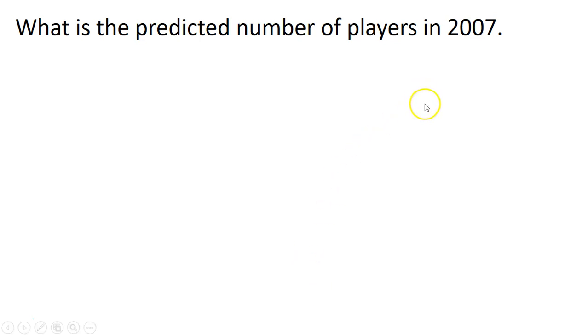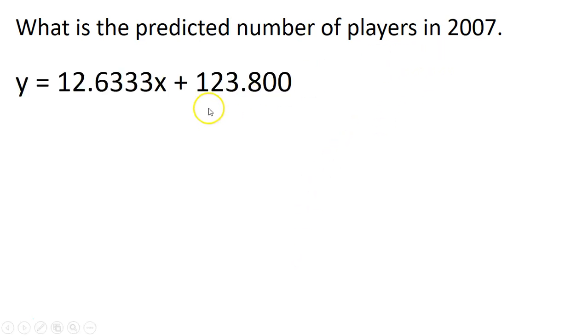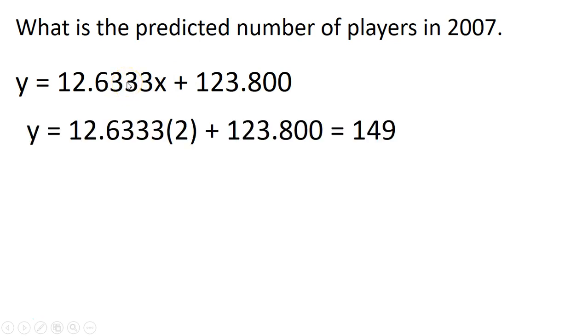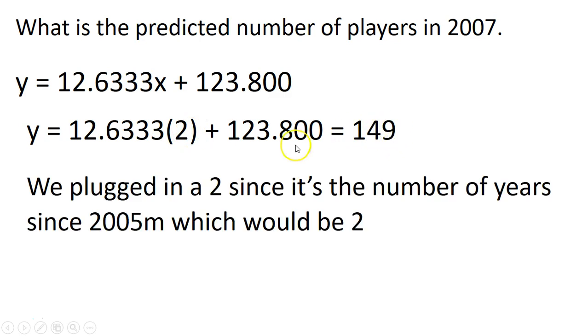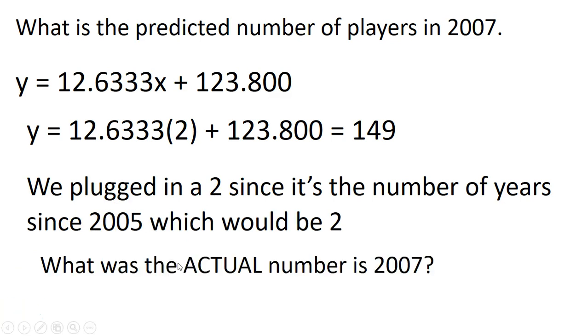What is the predicted number of players in 2007? All right, well, if that was what had started in 2005, I put in 2 because it was 2 years later that we're looking at, so I'm predicting around 149 kids were there. Plug a 2 in since that is the number of years since 2005. So it would be 2.